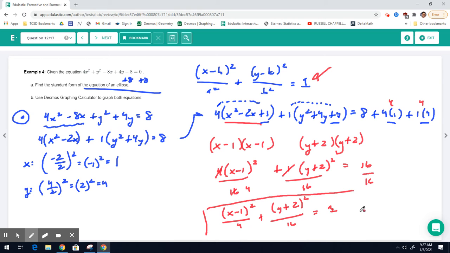And there's your equation. Now again, if we had to hand draw this, here's your h and k, your center, positive 1, negative 2, opposite. And then because the number underneath the y binomial is bigger, that means that the y, or the vertical, is the major axis. And that's a value of 4, square root of 16. And then this would be a value of 2 for your b because square root of 4. But anyway, we're going to use the graphing calculator to graph this now. And we're going to graph both equations just to make sure they land on top of each other. So let's do that now.